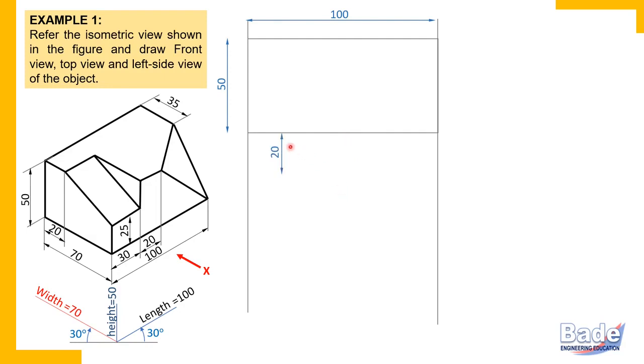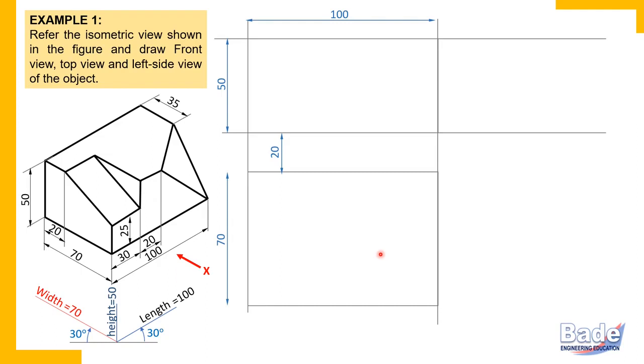Really speaking, it is not necessary to measure exactly 20 millimeters, but approximately 20 millimeters, because this 20 millimeter is not any edge of the object. It is just enough space between the front view and the top view. So measure approximately 20 millimeters and draw the rectangle with side 70. Really speaking it's not height: in the top view, width appears vertically and length appears horizontally. So we have the front view rectangle and the top view rectangle.